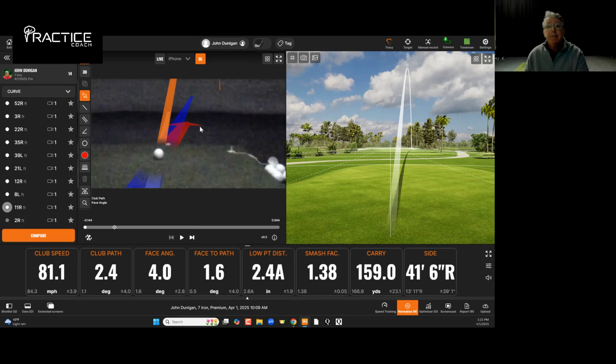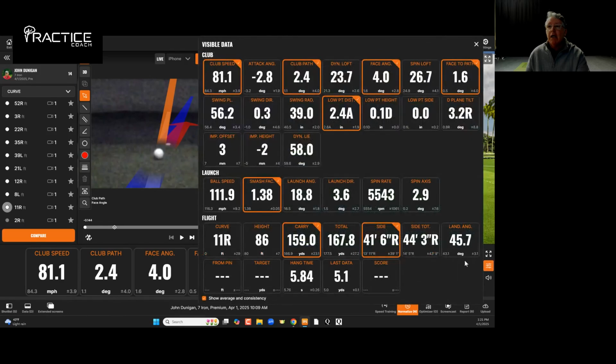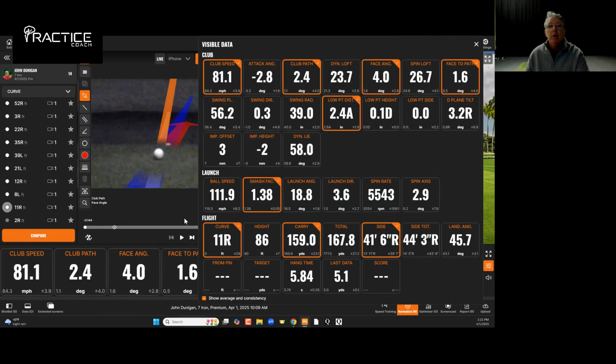In this case, this is an interesting one. We have the club path was 2.4, slight draw to almost straight club path. You have the smash factor was pretty darn solid, and now you have a new number up here called curve.